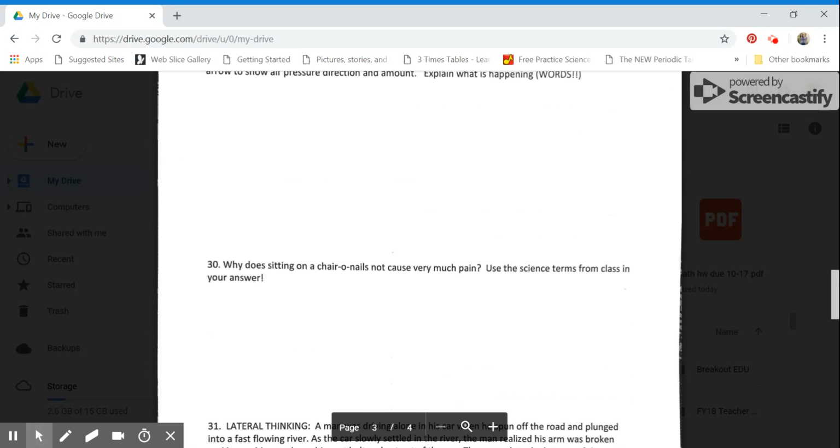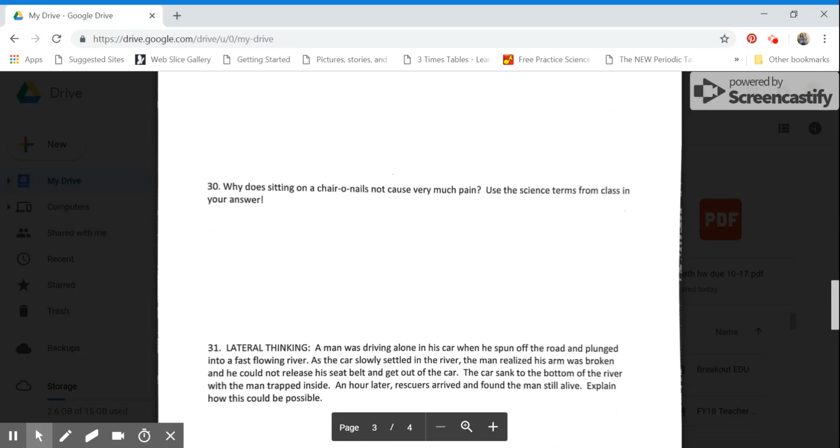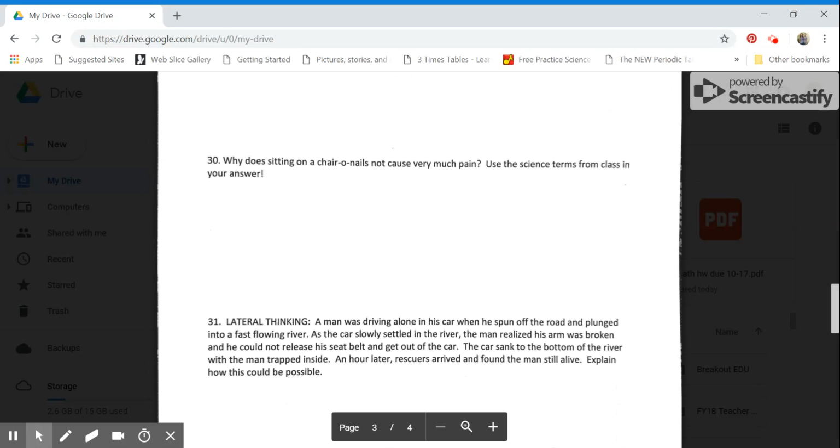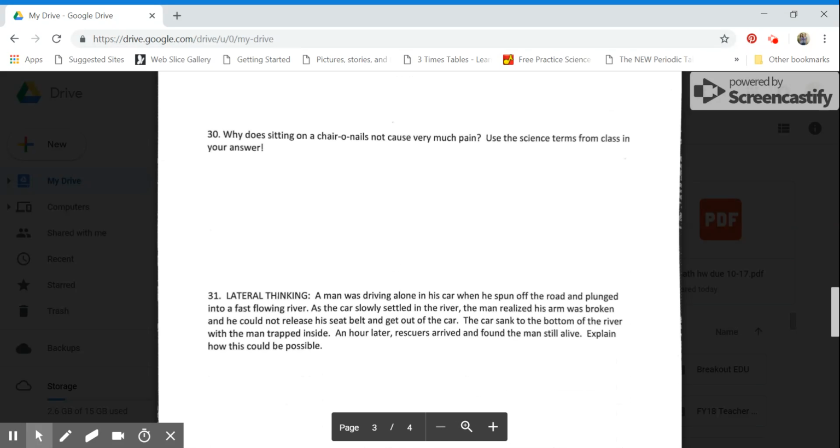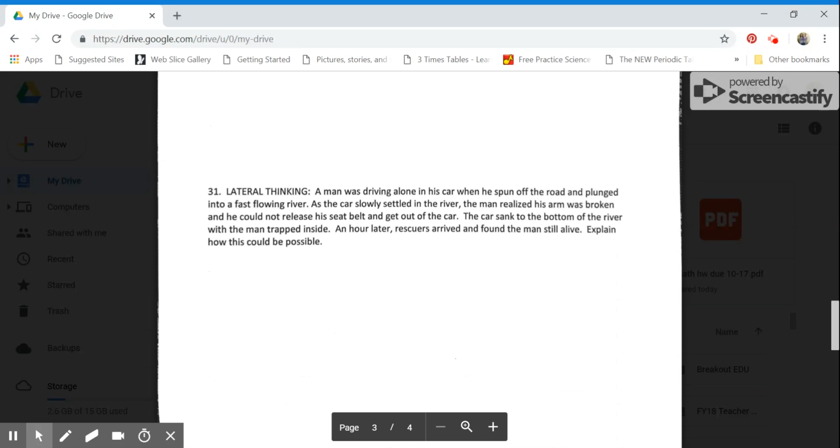Number 30, why does sitting on a chair of nails not cause much pain? Use science terms from class in your answer. Number 31, a man was driving alone in his car when he spun off the road and plunged into a river. As the car slowly settled in the river, the man realized his arm was broken and he could not release his seatbelt and get out of the car. The car sank to the bottom of the river with the man inside. An hour later, rescuers arrived and found the man still alive. Explain how this could be possible.